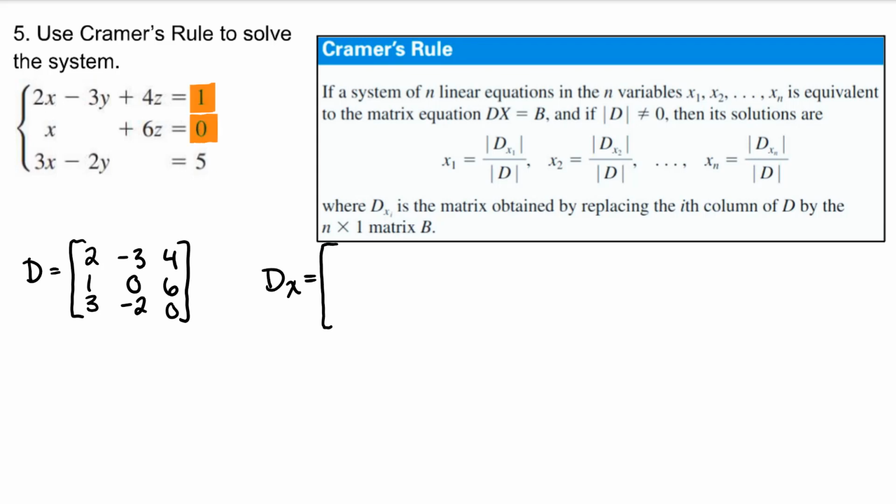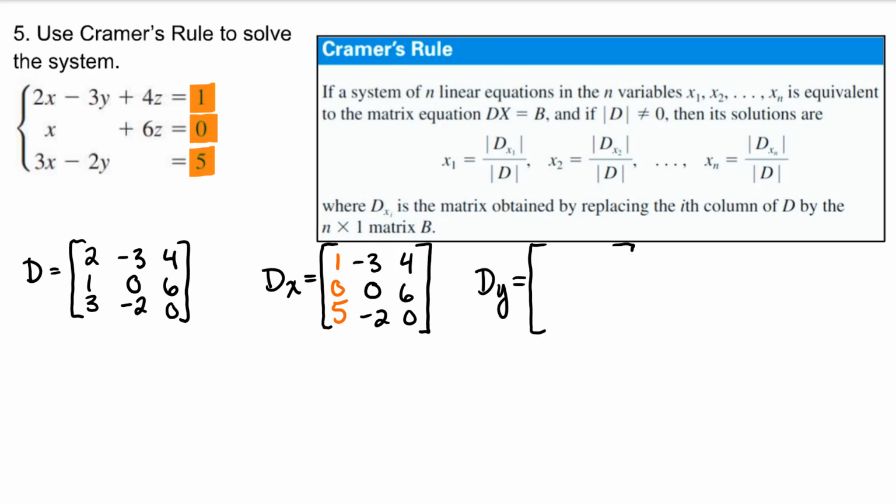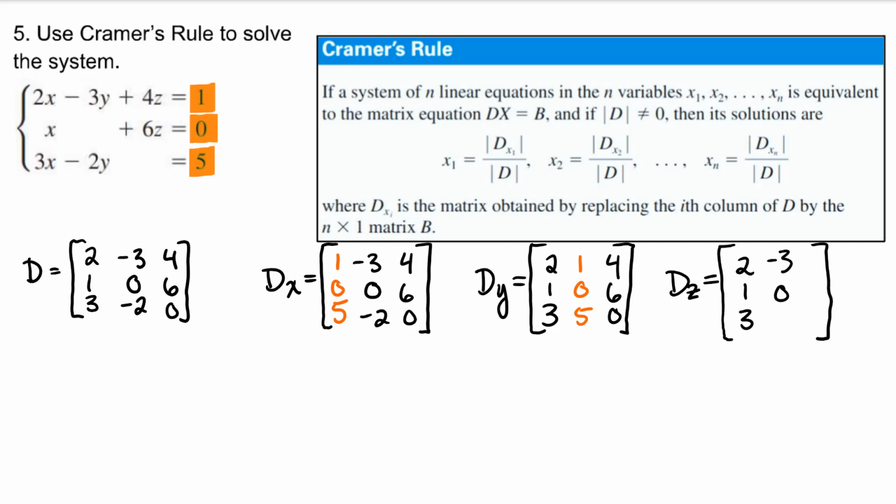So for Dx, 1, 0, 5 replaces the first column, the x column, in the coefficient matrix. For Dy, 1, 0, and 5 replace the y column. And for Dz, 1, 0, and 5 replace the coefficients for the z column in the coefficient matrix. Let's evaluate the determinants of each of these matrices.